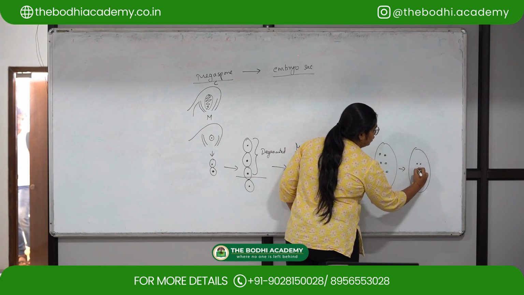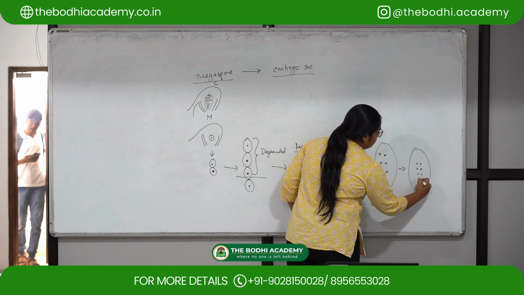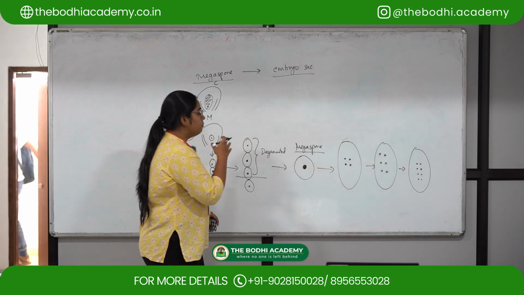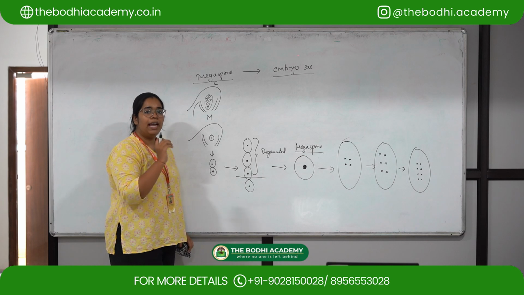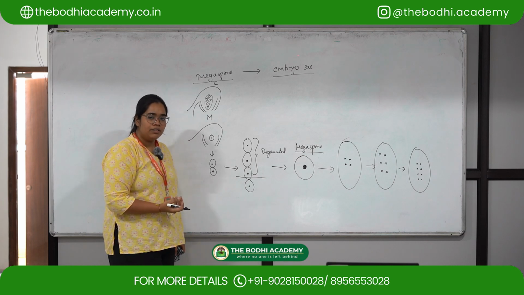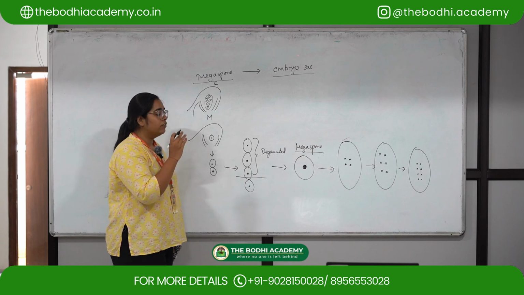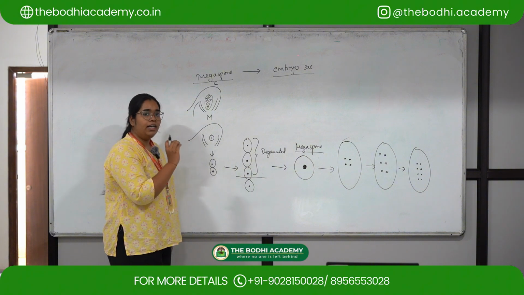eight cell structure. So here the karyokinesis will stop, that is nuclear division will stop, and then again cellular division will start, that is cell wall formation for these divided nuclei.